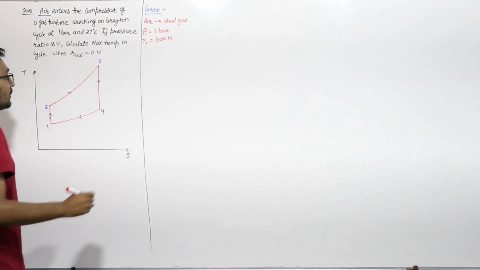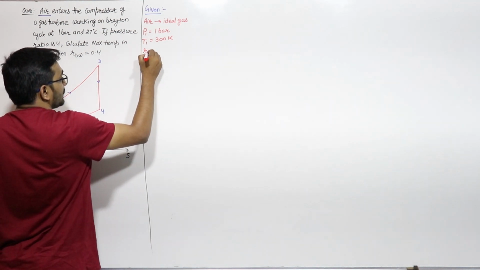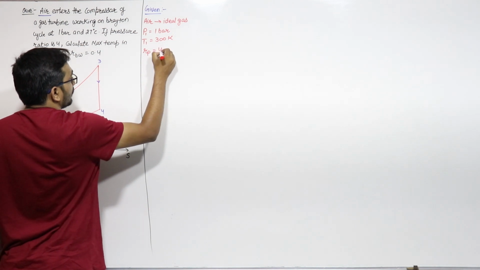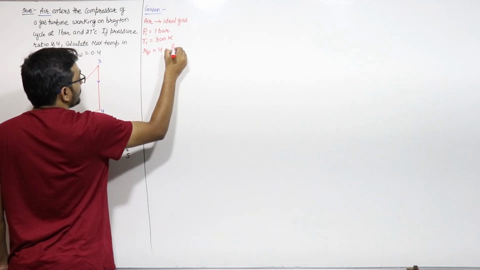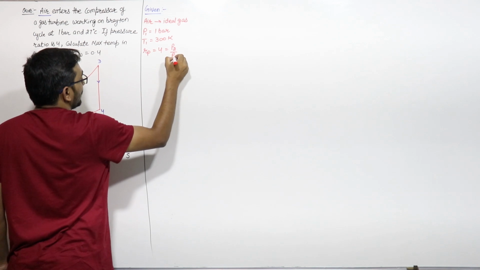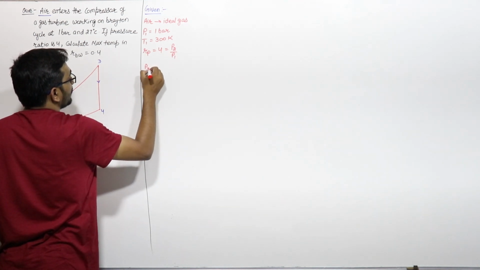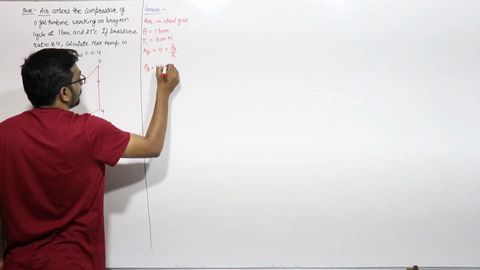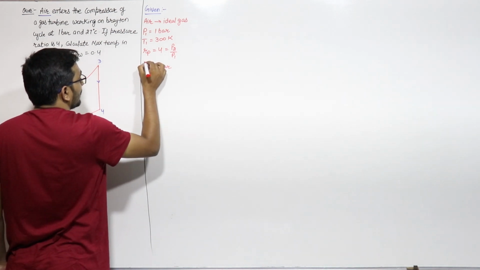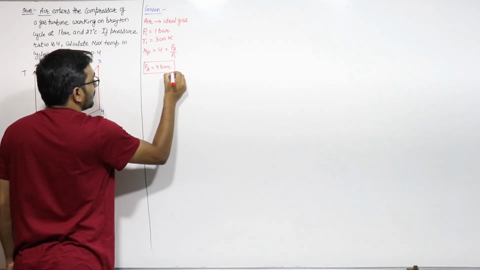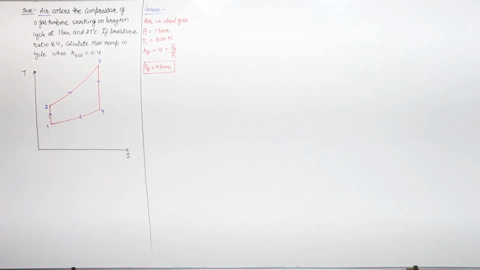The pressure ratio is given as 4. What is pressure ratio? Pressure ratio is P2 by P1. From here you can easily calculate that P2 will be equal to 4 bar. We are calculating the data simultaneously, so P2 is 4 bar.